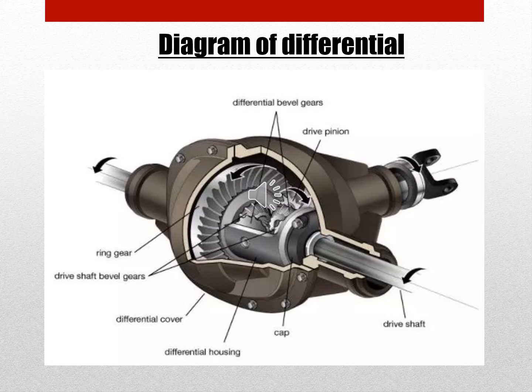As we can see in the diagram of the differential, the gear components that consist in the differential are the drive pinion gear, differential bevel gears, ring gears, drive shaft bevel gears, and drive shaft. These components are what consist inside the differential part.